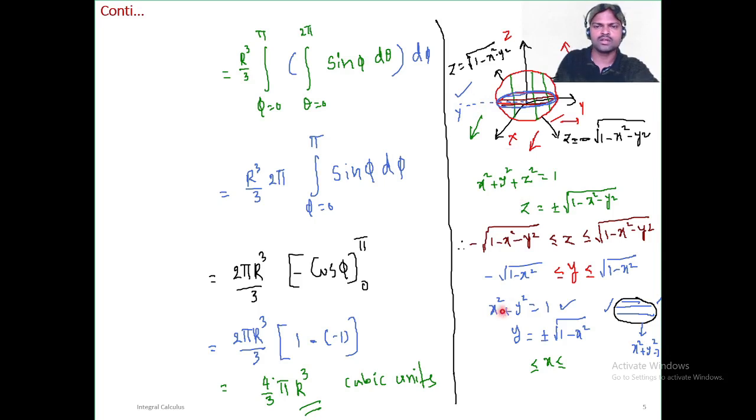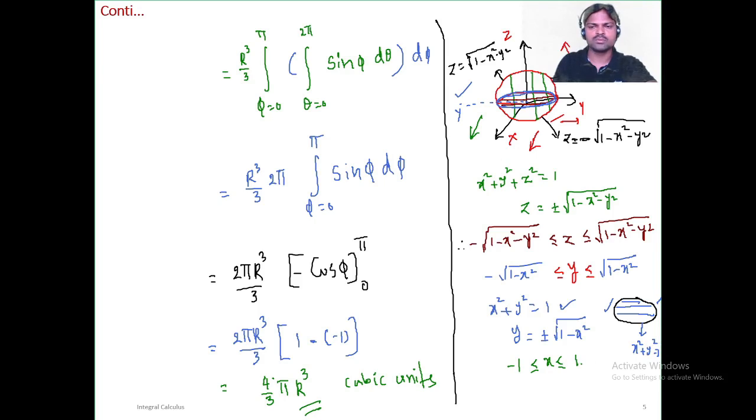That's why I am writing minus here, right? And the upper bound will be here. This is the upper bound, and it lies on the positive y axis side, therefore it is plus square root over 1 minus x square. And for the corresponding x limits, this is the negative x axis. So starting from the negative x axis to the positive x axis, and since the radius is 1, the limits will be from minus 1 to plus 1.